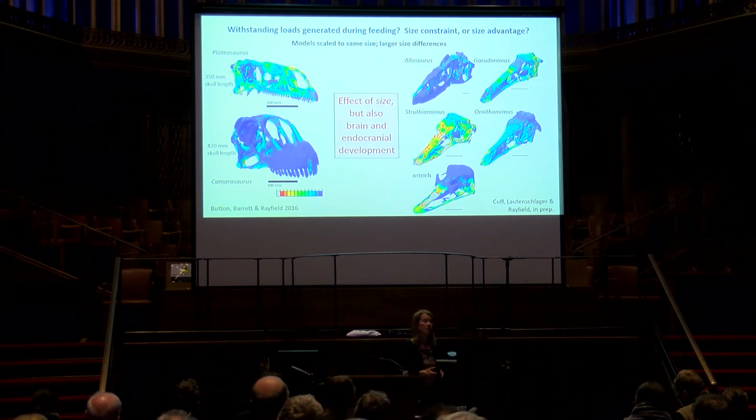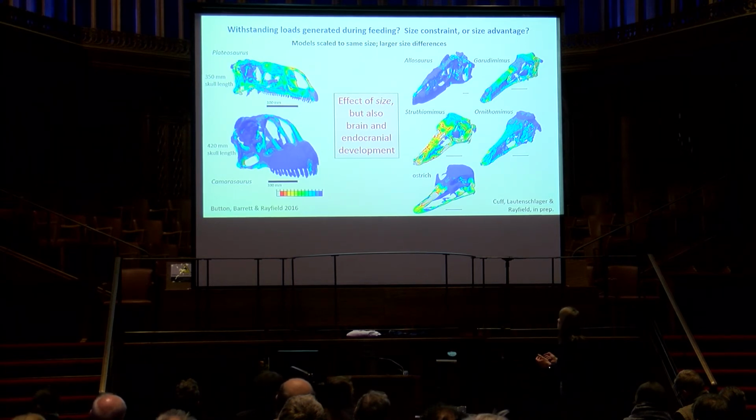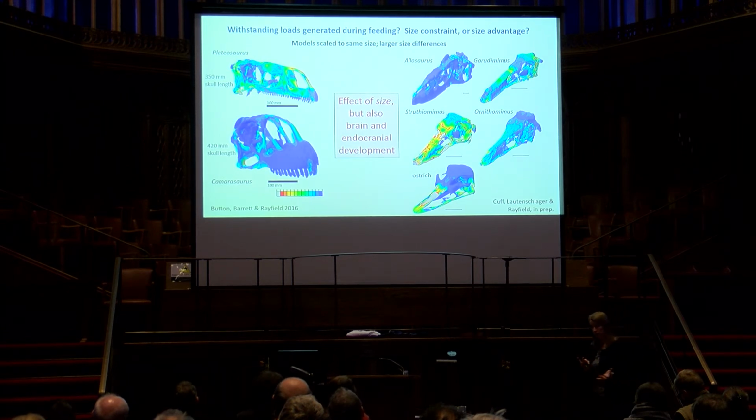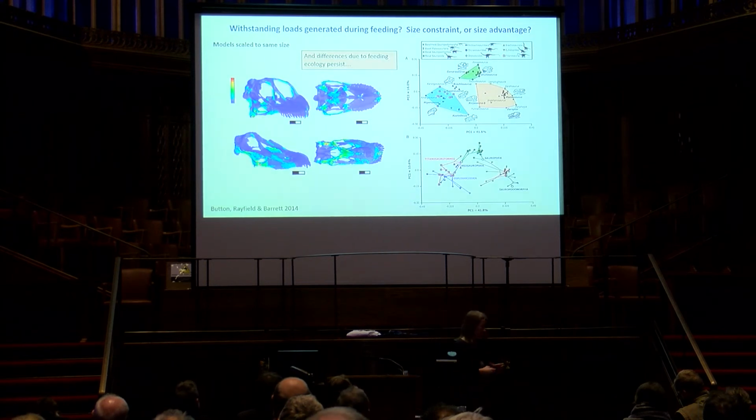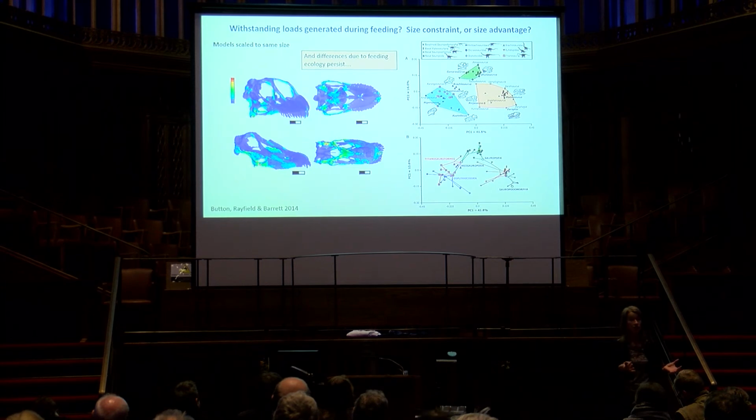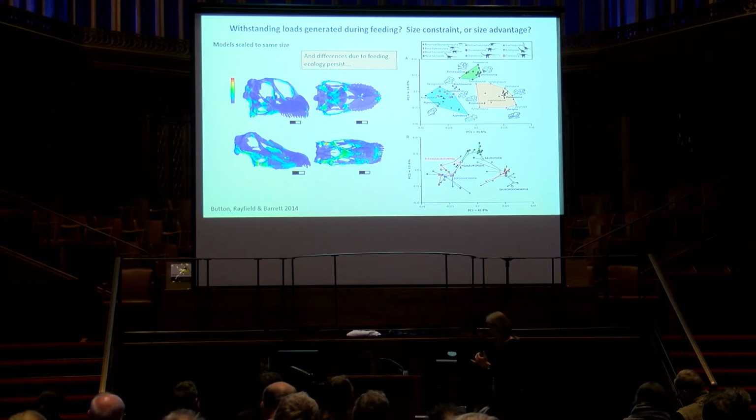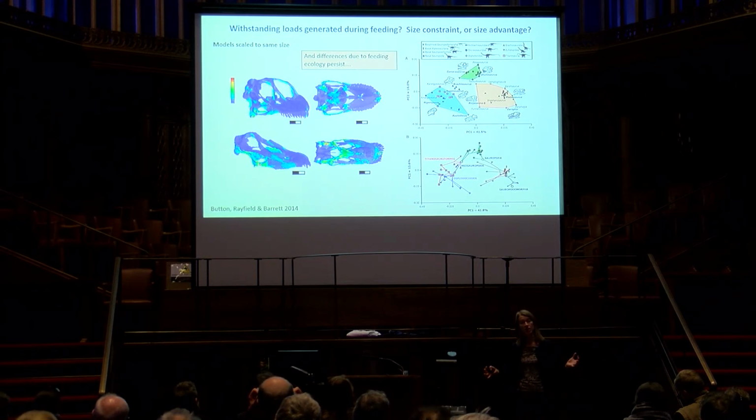But we also do see the effects of other things like the expansion of the brain and endocranial development, which is also controlling how the stresses are withstood within the skull. And for taxa that are of similar size, we do see differences due to feeding ecology as well. So Camarasaurus here and Diplodocus here, although similar sized skulls, when they scale to the same size, they do perform in slightly different ways. And this tallies with our quantitative analyses, which show that these taxa may actually be functioning in different ways to help partition niches within the same environments.